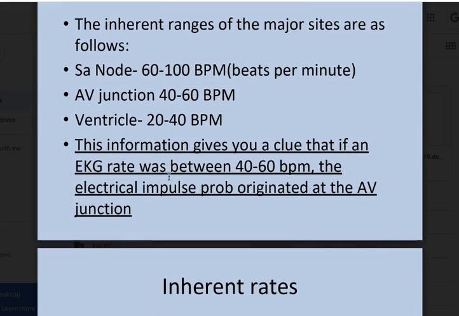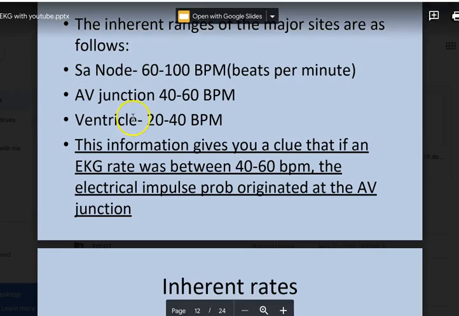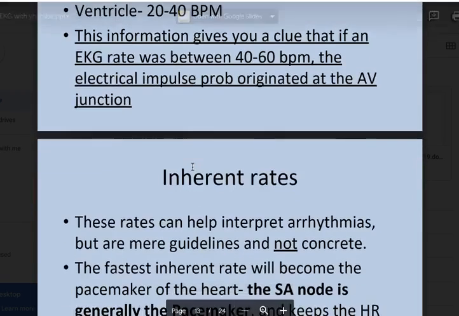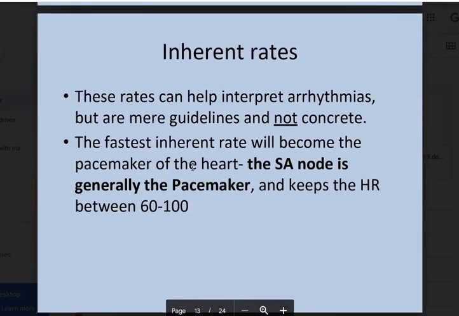This information could give you a clue that if an EKG rate was between 40 and 60 beats per minute, then that electrical impulse might have originated in the AV junction. That means possibly either the AV junction has become irritable and sped up, or the SA node has failed and the AV junction has taken over. So the inherent rate can help interpret arrhythmias.